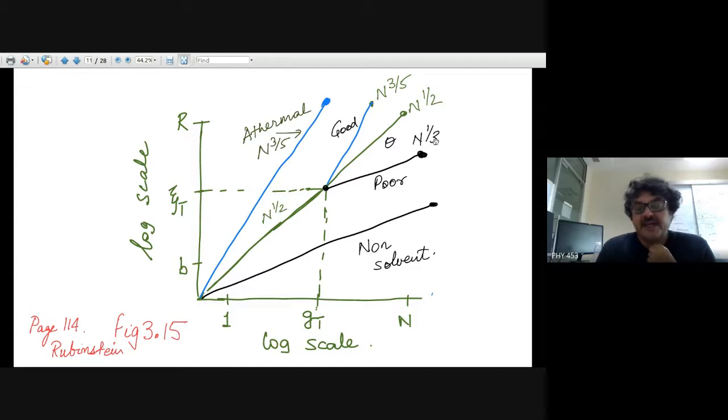And on the other hand, you have an extremely poor solvent. Then right from the monomer length scale, you will see the polymer conformation to be N to the power 1/3, the same one, right? At all monomer length scales. So this figure is given on page 114 of Rubinstein.